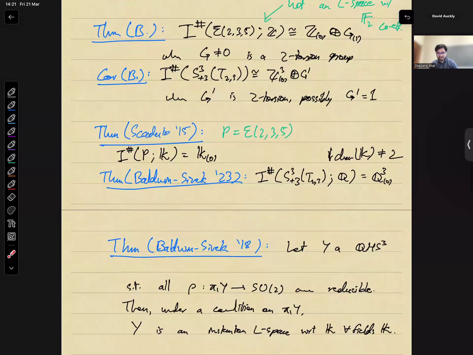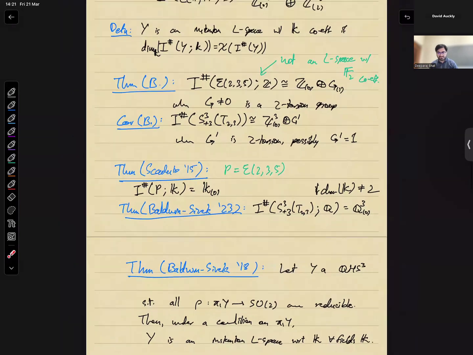Any questions about these L spaces or the statements of these results?